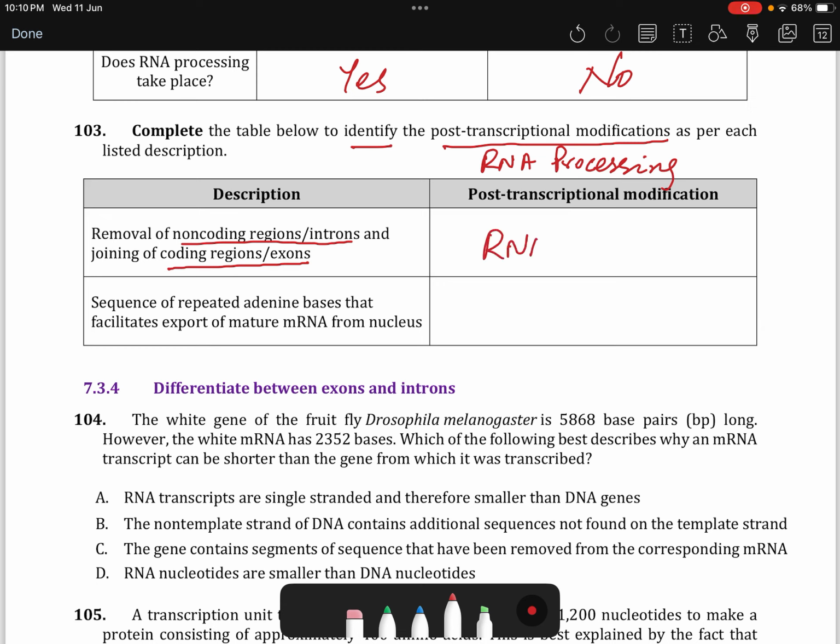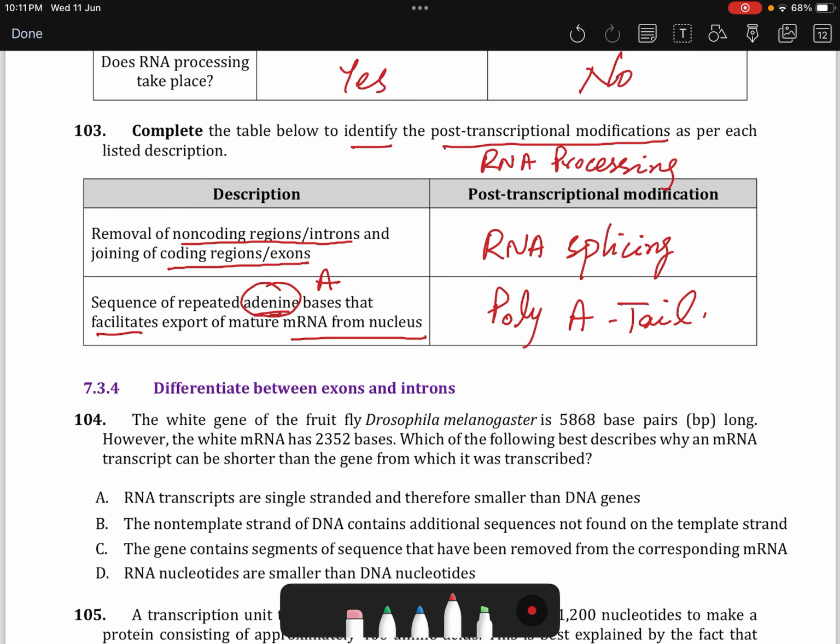The process name is RNA splicing, RNA processing, RNA editing, whatever you want to say. A sequence of repeated adenine bases facilitates export of the mature RNA from the nucleus. So this is adenine, like A, so it is the poly A tail added. The poly A tail is added at the 3 prime end, remember that. Also the G cap is added at the 5 prime end.